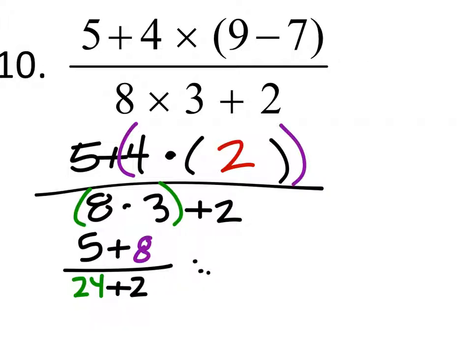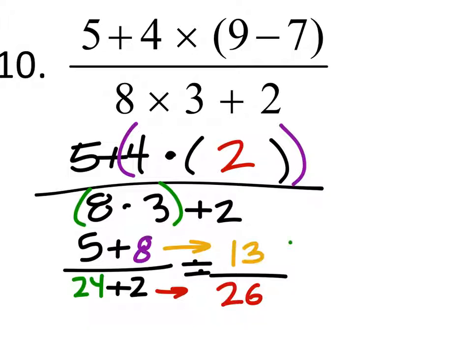Well, now this isn't too bad because I got just addition. I got 5 plus 8, which is 13. And then I got 24 plus 2, which is 26. And it looks like this can be simplified by dividing both these by 13, which gives us 1/2.